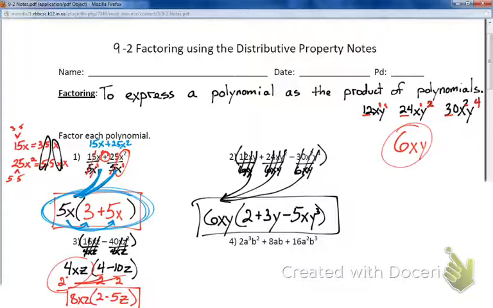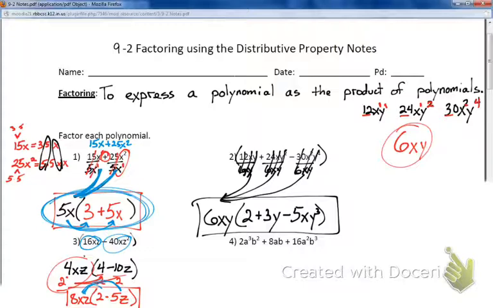And again, you can always double check to see if this is right by distributing it back in. 8xz times 2 is 16xz. 8xz times negative 5 is negative 40xz squared. So you got back your original problem. That's an easy way to check to know if you've done them right every single time. This is a self-check chapter.